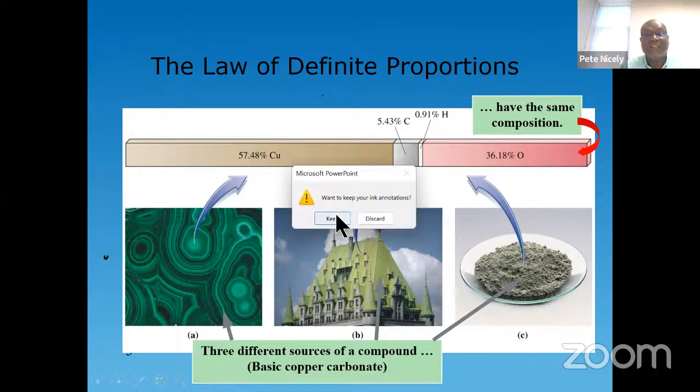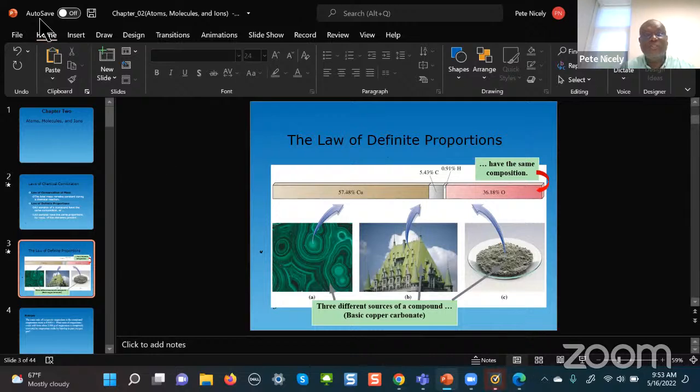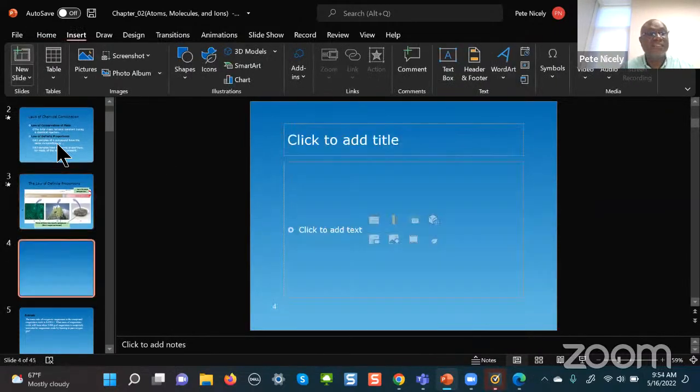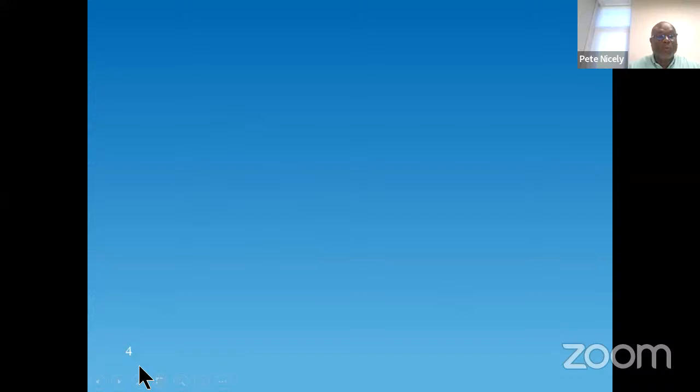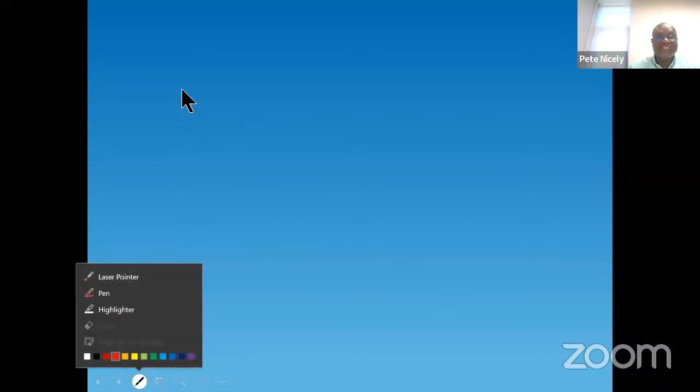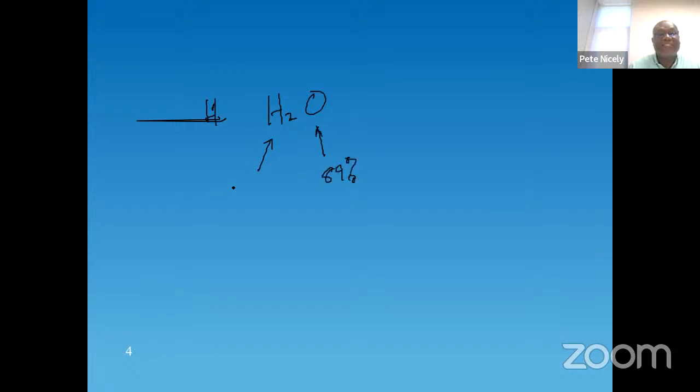Let me get out of this here and insert a new slide because I want to give another example of this particular law of definite proportion. So in the case of a simple example like water, we all know what the formula for water is. The formula for water is H2O. And if you were to break down any sample of water, you'll see that the percentage of oxygen is about 89%, and the percentage of hydrogen is 11% approximately, all right?